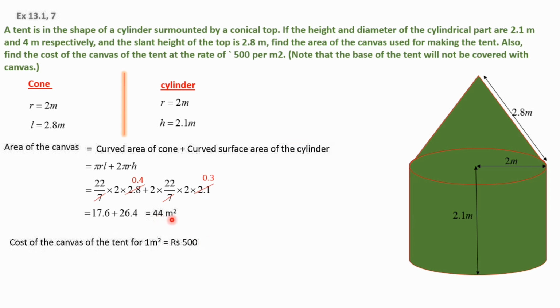Then we have 44 meter square of area. So the cost of canvas of the tent for 44 meter square is 500 into 44. Then when we multiply these two we will get rupees 22,000. So finally we will write the answer. The total cost is rupees 22,000.